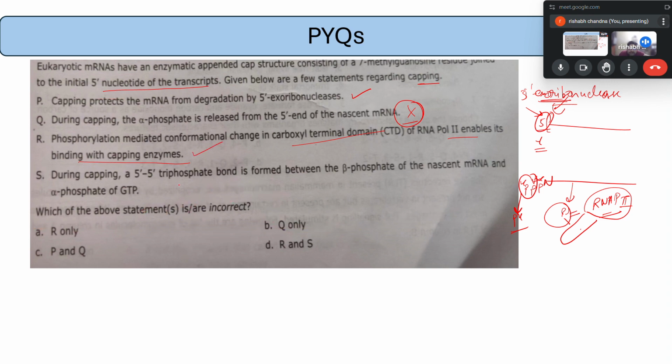During capping, a 5' triphosphate bond is formed between the beta phosphate of the nascent mRNA and the alpha phosphate of the GTP. Yes, because the gamma phosphate is removed and then the G's alpha phosphate is joined to the beta phosphate of the chain. So this forms the 5' triphosphate linkage. So this is also correct. The only incorrect option is option Q, so the correct answer would be option B.